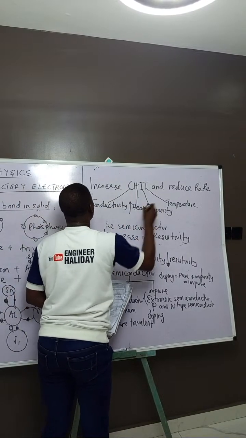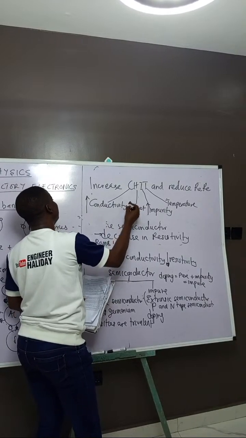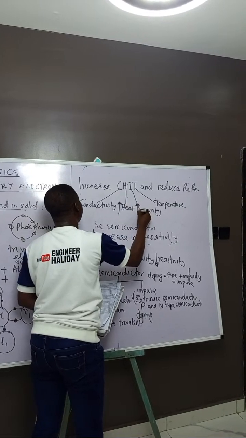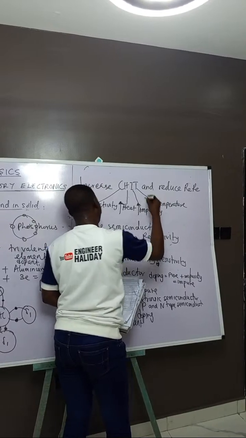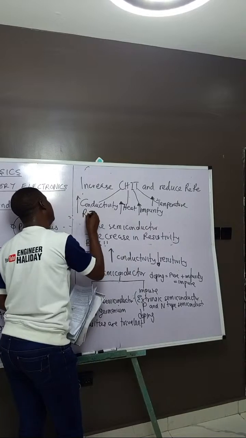So that is to say all these increase accordingly. That means when you increase conductivity, you have actually increased it. And when you have increased it, you have also increased impurity. Impurity is more, that's what I'm saying. Then you have also increased temperature. But in other words, you have reduced what?